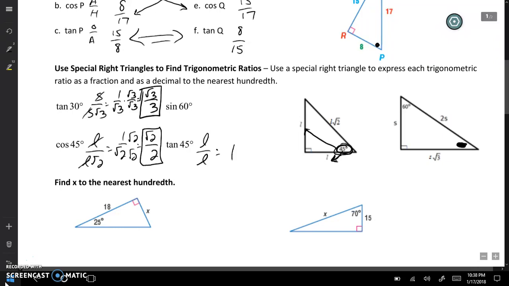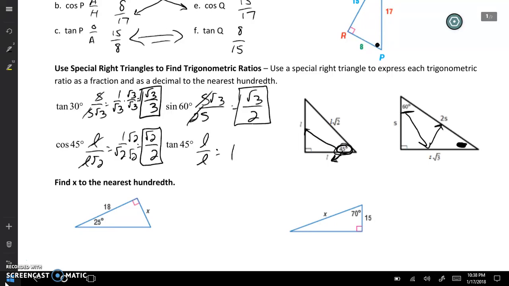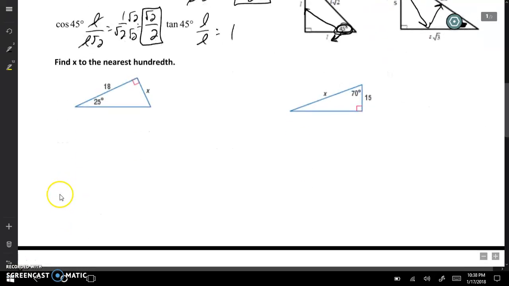Okay, and then the sine of 60, now we're going from here. Sine is this over here, so that's S root 3 over 2S. The S is going to cancel out, and you're just going to get root 3 over 2. Okay, just practicing those guys. You're going to have to memorize them when you are in Algebra 2, but just so you can start to see it a little bit.